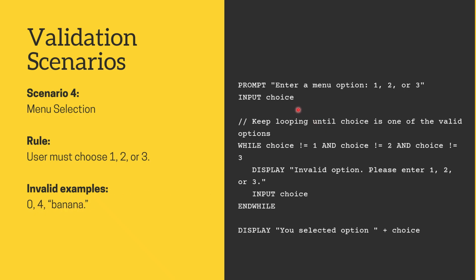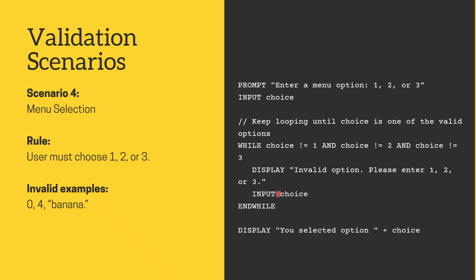Okay, so here's our pseudocode. The prompt is that we enter a menu option 1, 2, or 3. They input their choice, and again we keep looping until the choice is one of the valid options. So while choice is not equal to 1, and choice is not equal to 2, and choice is not equal to 3, we're going to display invalid option. Please enter 1, 2, or 3. And then they'll enter their choice again, and we'll keep looping until this while statement is no longer true.